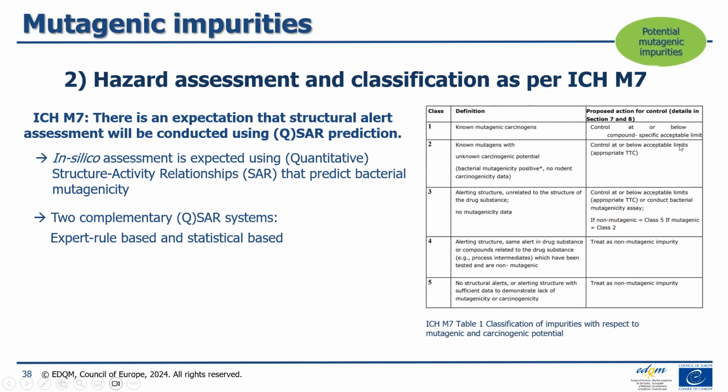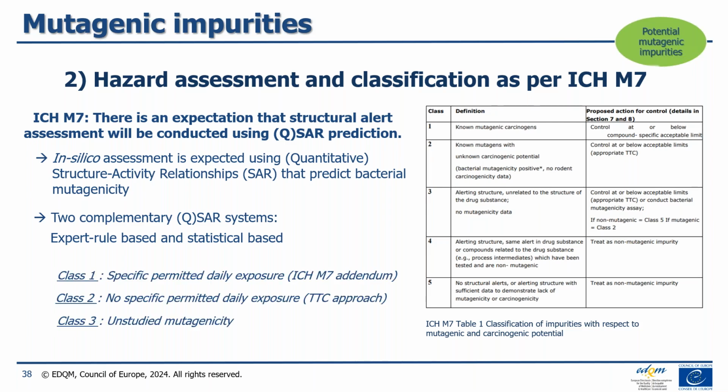So just a few details about the classes. So following the in silico assessment, you may be able to classify your impurity as class 1, which refers to those which are known mutagenic carcinogens. So we will see in a few minutes that for this class, there are specific permitted daily exposures that can be applied to define the limits.